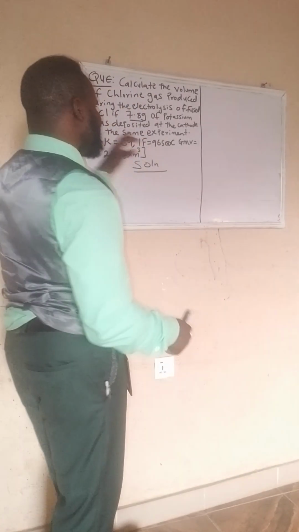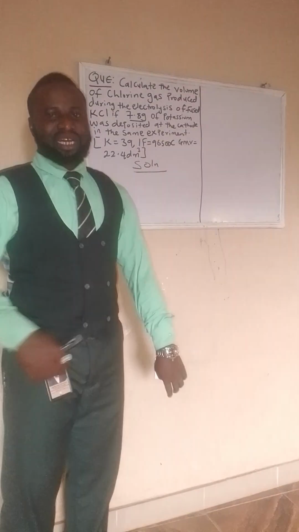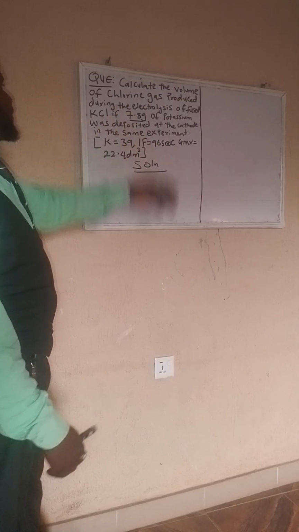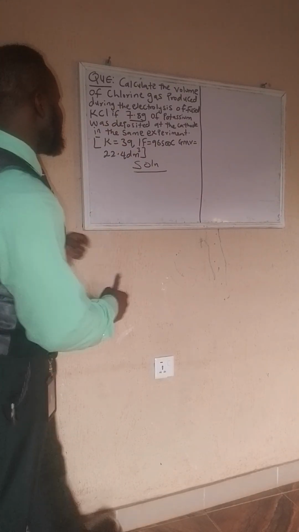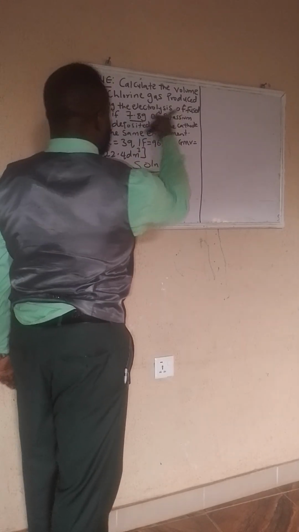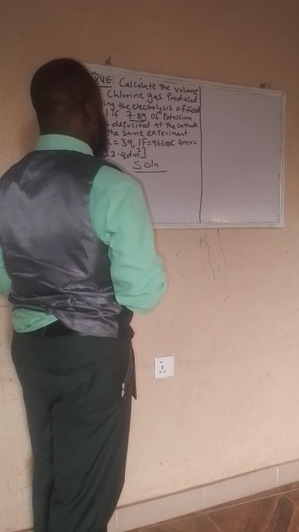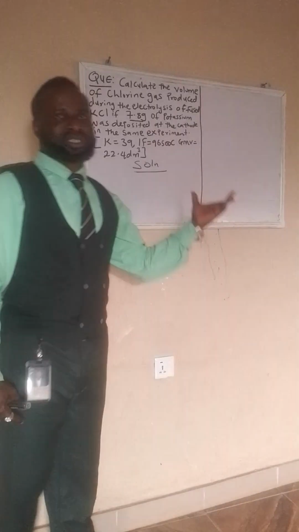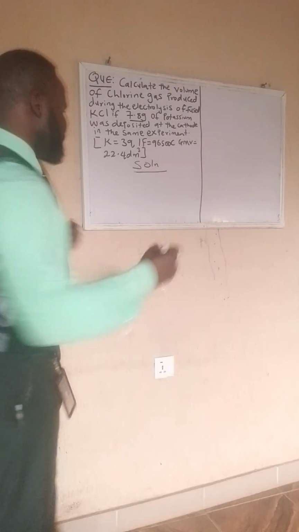And we are going to be solving this question today. This is a calculation question under the topic electrolysis. So let's read the question together. Calculate the volume of chlorine gas produced during the electrolysis of fused potassium chloride if 7.8 grams of potassium was deposited at the cathode in the same experiment. And of course, we have the following constants that would be helpful for us in order to solve this particular question. Okay, so let's bring out the parameters for the question.